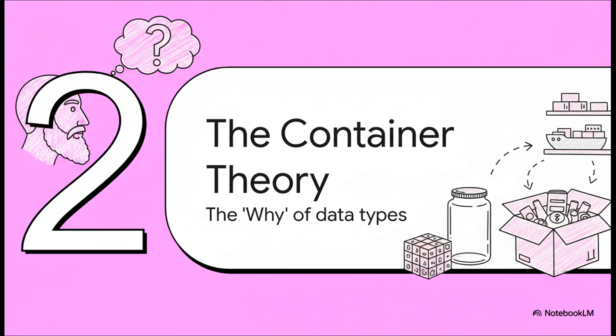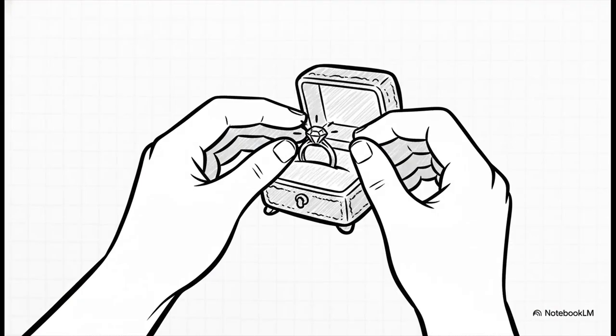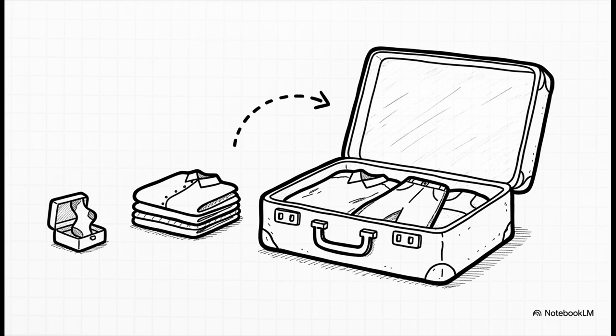Why do we even have different data types? We're going to use a really simple but powerful analogy about packing to explain it. So just imagine you're packing for a move. If you've got something small and precious like a ring, you're naturally going to reach for a small jewelry box, right? It's the perfect size, it's secure, it's efficient. Okay, now for something bigger, like packing all your clothes for a week-long vacation, you'd grab a suitcase. That's the right tool for the job.